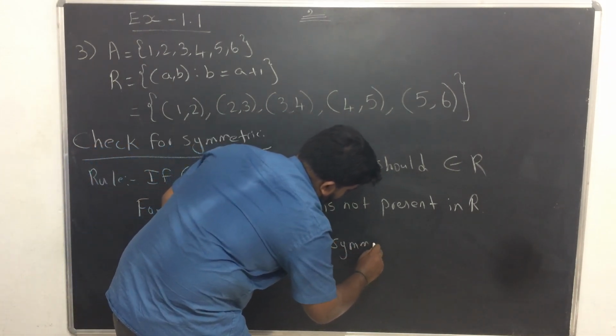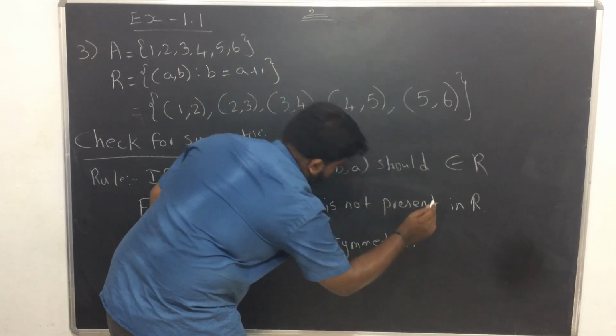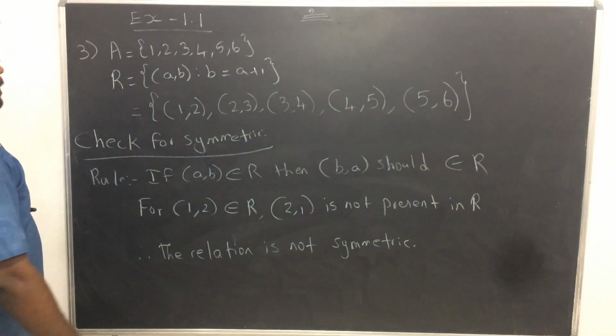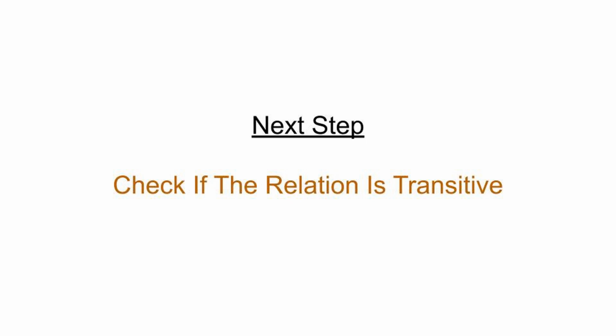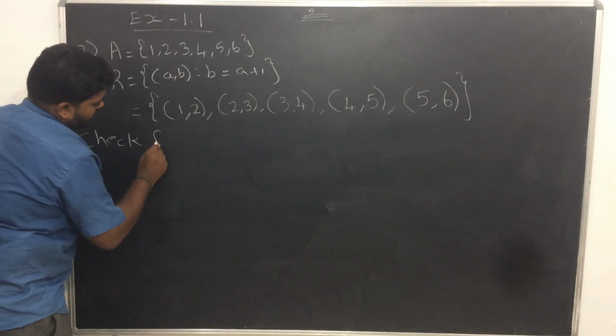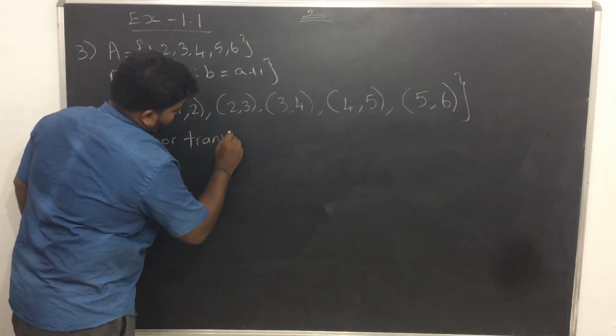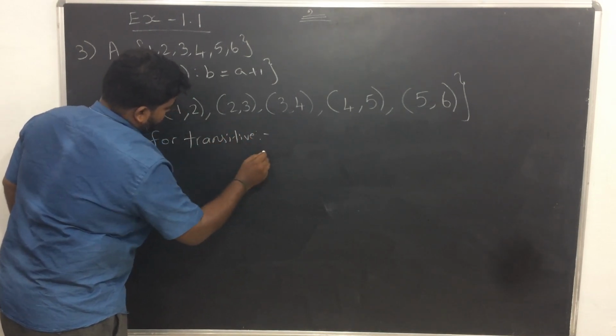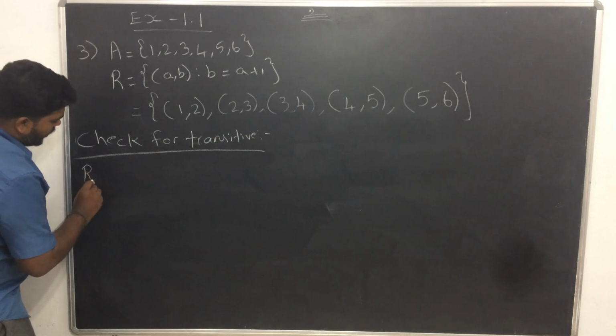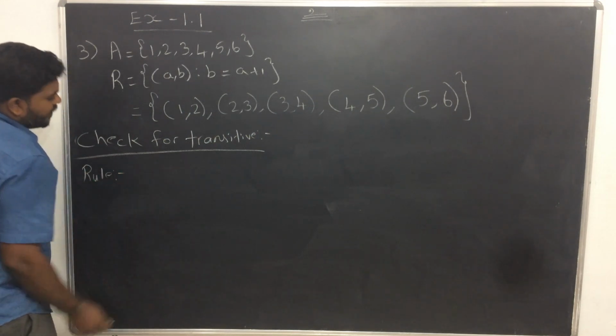Very simple, right? Now let's check for transitive. We are done with reflexive and symmetric. We have moved on to transitive. So what is the rule for any relation to be proved to be transitive?